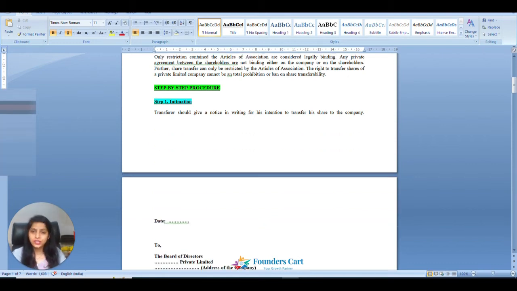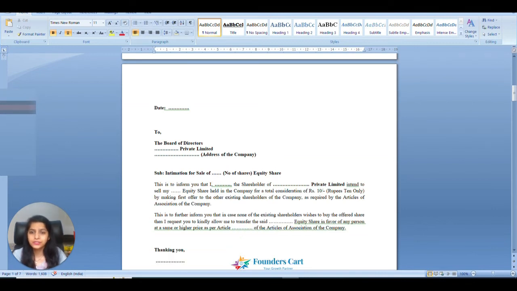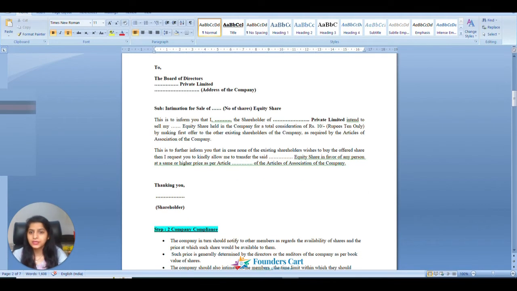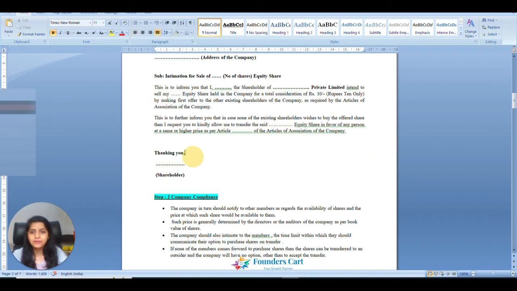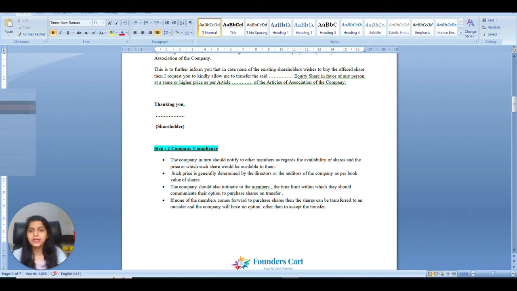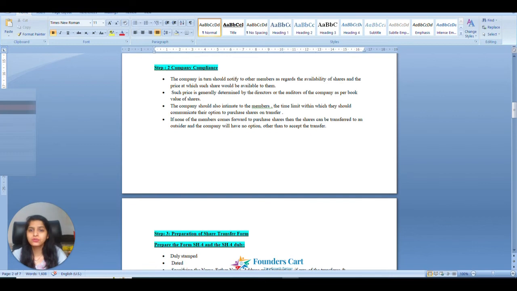First of all, the shareholder who wants to transfer his shares will intimate the company in writing, and all the shareholders, about the number of shares he wants to transfer. This is the format in which he will intimate the company and the existing shareholders. Here he will mention the company name, the number of shares he wants to transfer, and the price, and he will sign. Then the company will do three things.